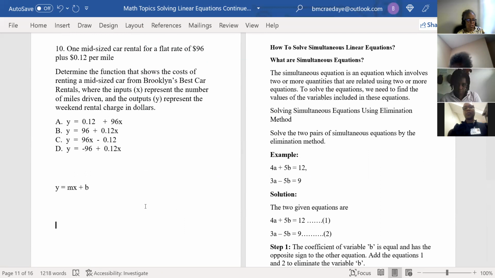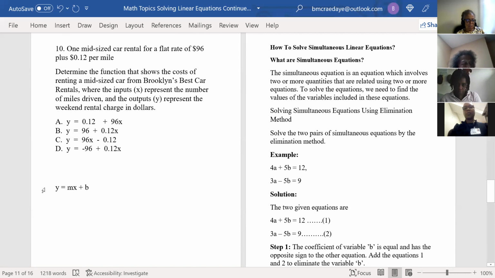And what is your slope? What value up here is your slope? If it has a flat rate of 96 and 12 cents a mile, the input is X, the output is Y. What is the slope? 0.12. That's it. So that means that 0.12 has to be a coefficient of your X, and your flat rate, which is your y-intercept in the slope intercept formula, that has to be your 96.